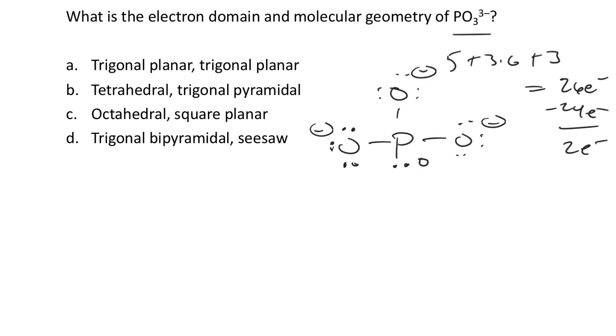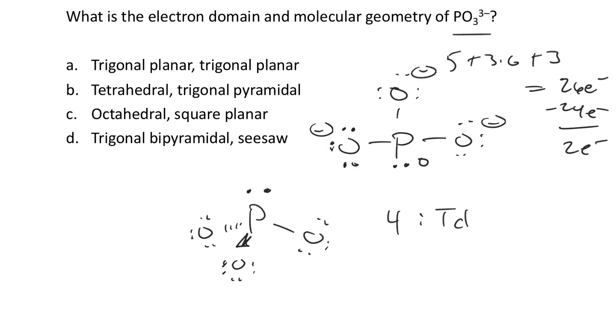And so now I have 4 total domains. So the electron domain geometry should be tetrahedral. So I'd have a central phosphorus with a tetrahedral structure. And then I might have this as my picture, and then I'm just going to put a lone pair into one of the spots of the tetrahedron, and then my oxygens on the other spots. So the electron domain geometry is tetrahedral, and then the molecular geometry is the name of this shape here, which is a trigonal pyramidal geometry.